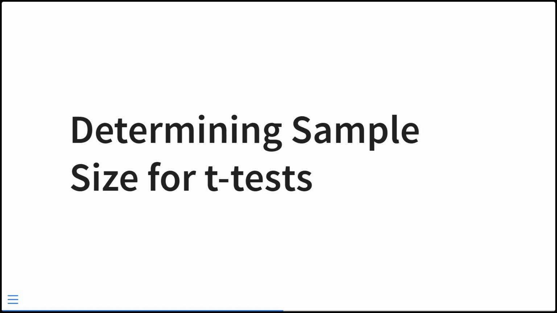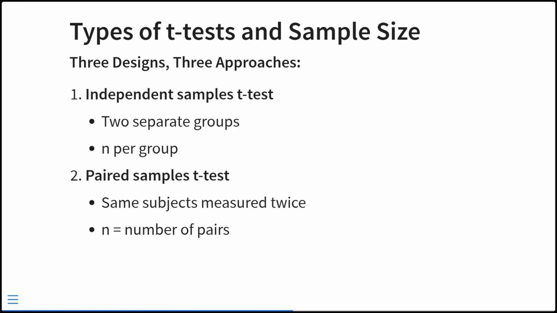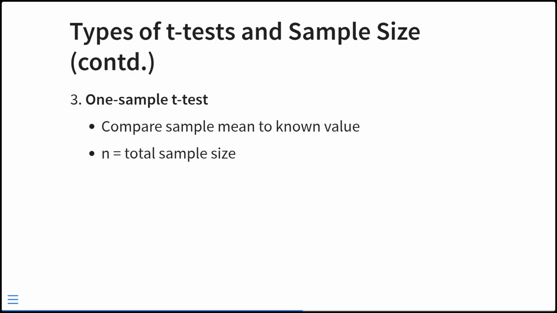So, determining sample size for t-test. We have various types of t-tests. We have the independent sample t-test and the paired sample t-test. In the independent, we have two separate groups, while the paired sample t-test is the same subjects that were measured twice. And we also have the one sample t-test, whereby we compare the sample mean to a known value.